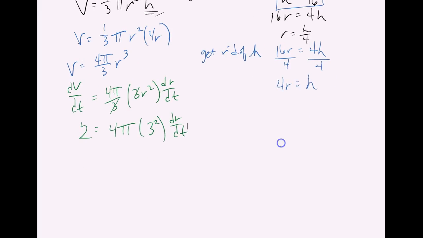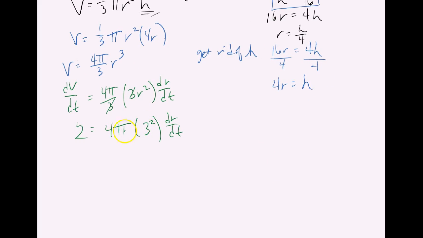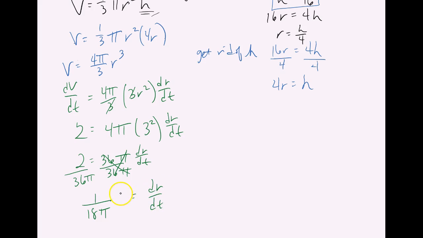that's now 9 times 4 is 36, so it's a 36 pi dr/dt, and I'm going to divide both sides by 36 pi. So I'm getting 1 over 18 pi is equal to dr/dt. This is a rate, so it's still centimeters per second. All right, cool. So there's your number 4.